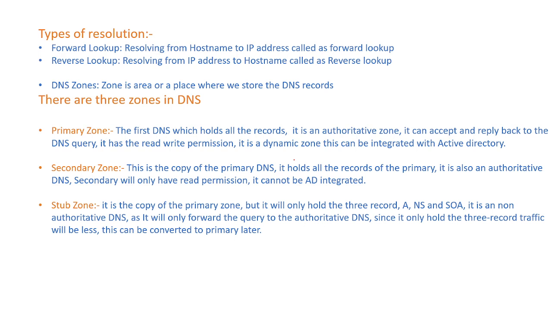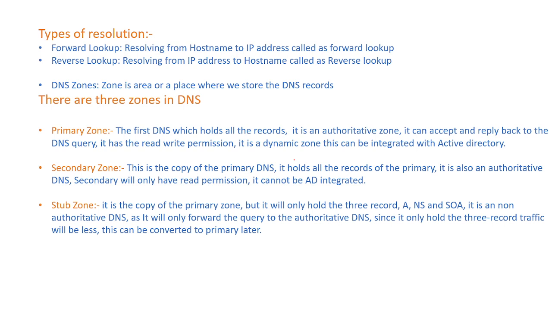Like in your kitchen, you have multiple cupboards. Maybe your mummy will keep the things that are needed daily in very handy places. Rarely used things she'll keep a little away, and very rarely used things she will keep at the top, correct? The same thing here, we have multiple zones. Zones are nothing but the shelves or the storage places in the DNS. Okay, so primary, secondary, stub, three zones are there.